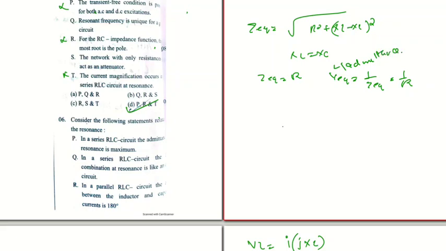So Z equivalent is minimum at resonance. Before and after resonance, there will be a value for Z equivalent greater than R. That means Y equivalent, which is the inverse of Z equivalent, is maximum at resonance. So the first statement is true: in a series RLC circuit, the admittance at resonance is maximum. Now let's move on to the next statement.